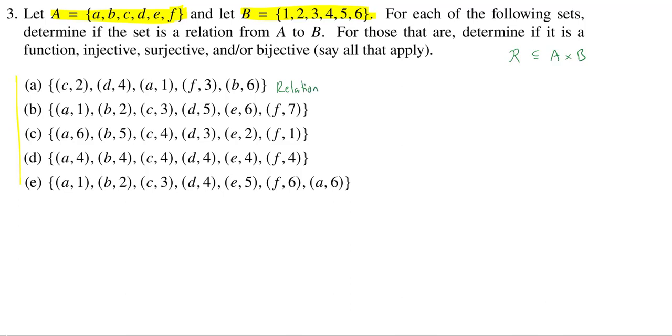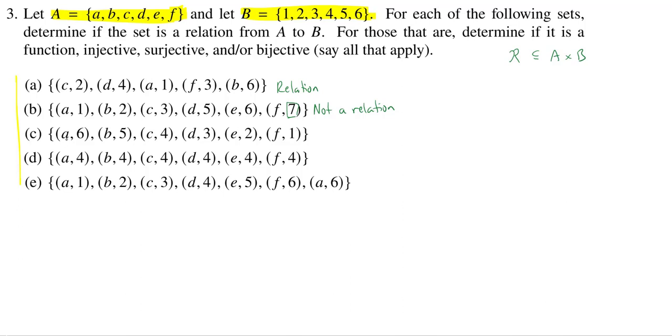Okay, how about the second one? A, B, C, D, E, F. Perfect. 1, 2, 3, 5, 6, 7. Wait, 7? Oh, yeah, 7 wasn't one of the elements from B. So B is not a relation. It has to actually be a subset of the Cartesian product. The second component has to be from B. This is not an element of B.